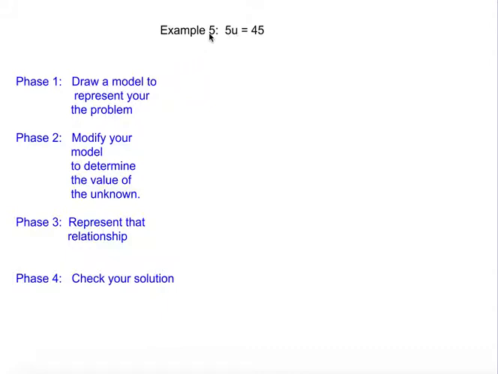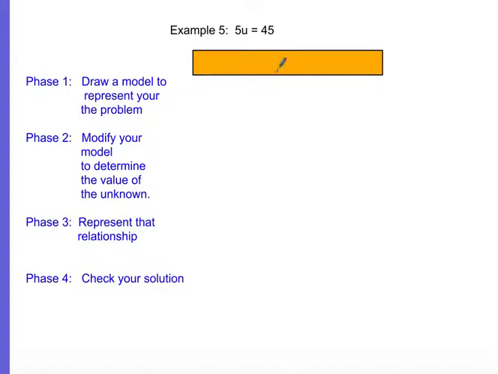So with our first example, we have example 5u, or appropriately read as 5 times u, which equals 45. And as always, we will start off by representing the value that the equation equals. And we know that this bar alone by itself has a value of 45. All by itself, it has a value of 45.